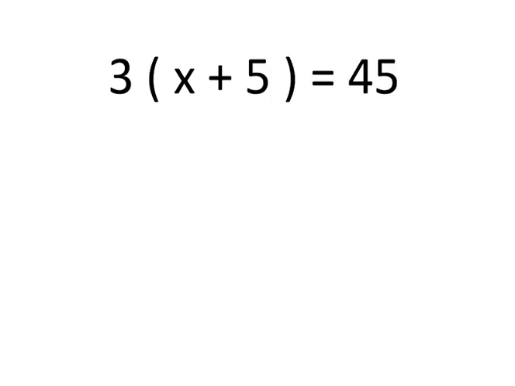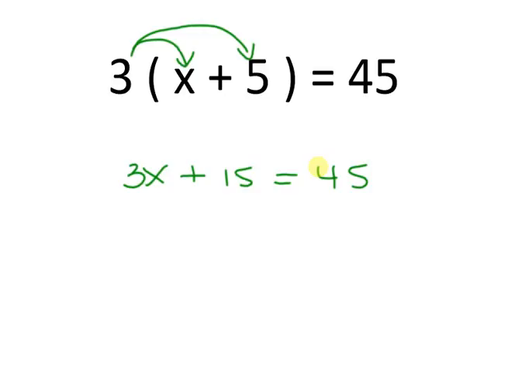Okay, so here what I did is I put a distributive property problem in here. So all you're going to do is solve the distributive property to get your two-step equation. So 3 times x is 3x. Positive 3 times positive 5 is positive 15. And once you solve the distributive property, you have your two-step equation.